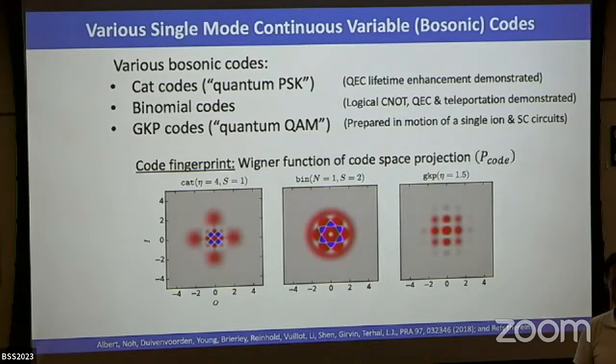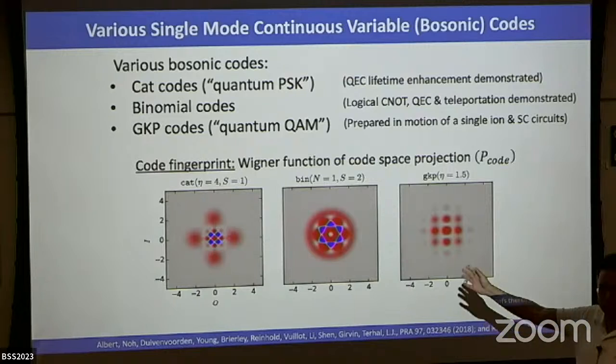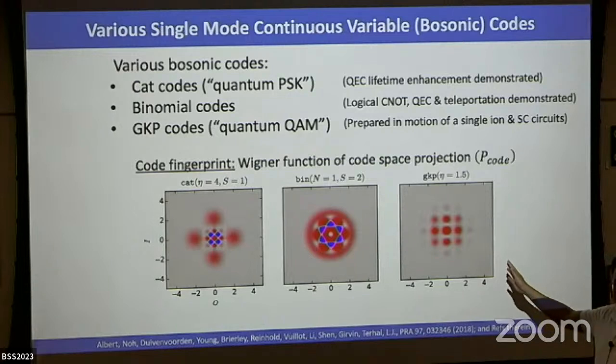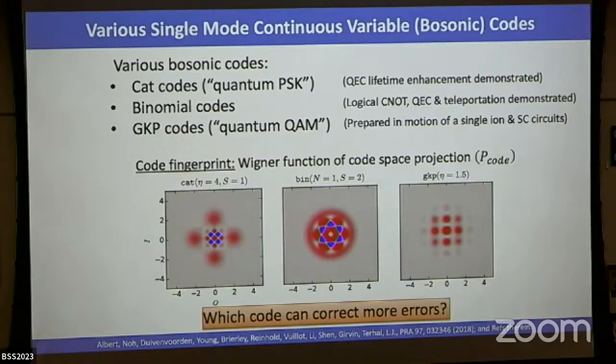And if you have a preference, who thinks the cat will do the best? Or who likes the binomial code, thinks that will do the best? Or who thinks the GKP will have the best performance? Well, actually, it doesn't matter because it depends on the parameter region that you choose. But in most of the parameter region, it turns out that there is a code that can perform better than the rest.